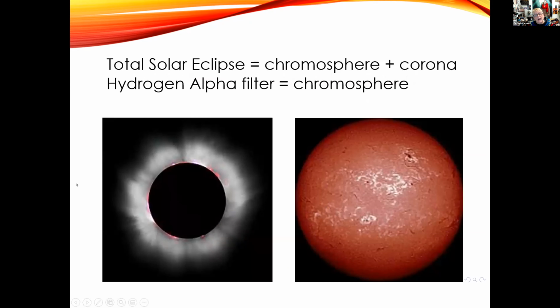So again, with a hydrogen alpha filter, you can see the chromosphere. You can also see the chromosphere during a total solar eclipse. During a total solar eclipse, most people are going ooh and ah around the corona. But if you look very carefully on this picture, you can see that thin pinkish red layer, and that is the chromosphere.